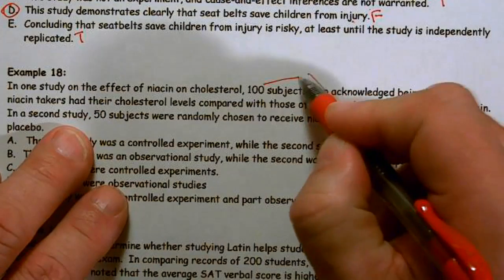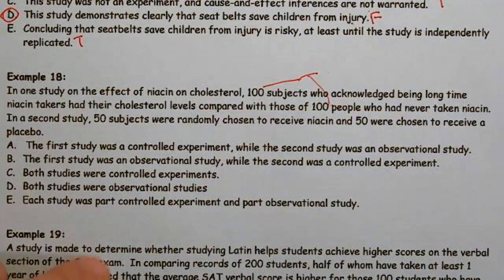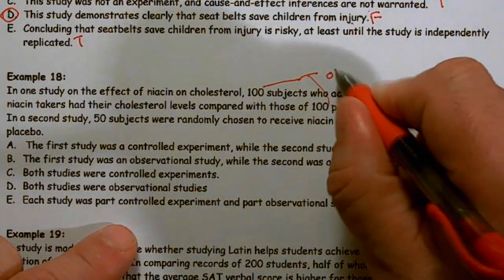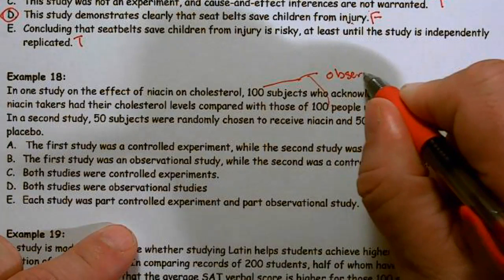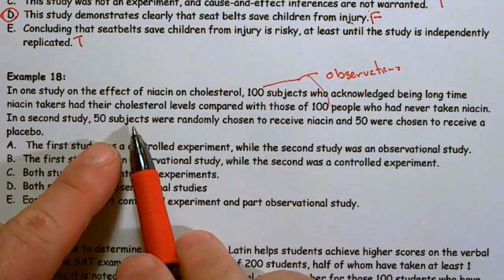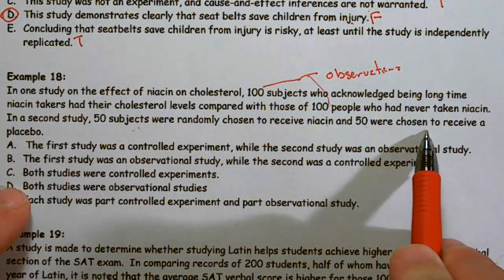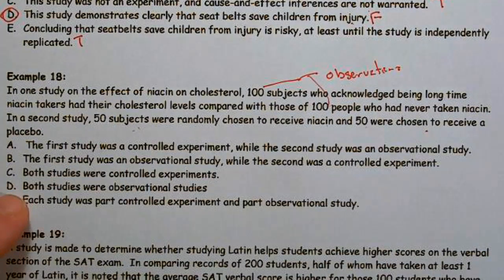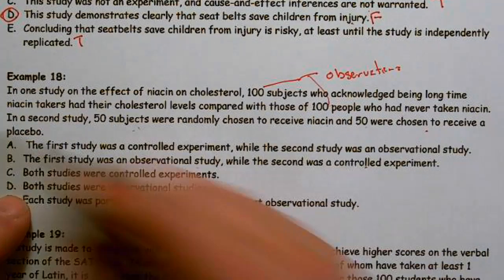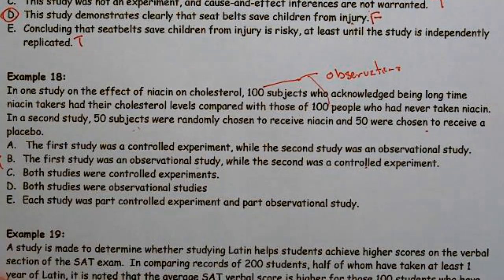There's no assignment here. Yes, we have a comparison group, which is great, but we have no random assignment of treatments. So this is an observational study. The first one is an observational study because no random assignment. In the second study, 50 subjects were randomly chosen. So this second one is an experiment. So the first study was an observational study, while the second was a controlled experiment. This is true.